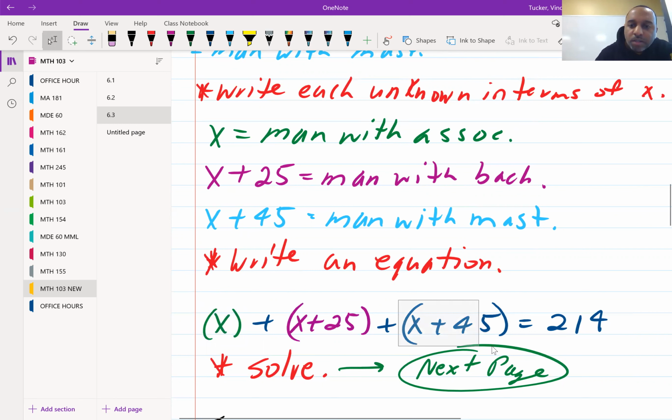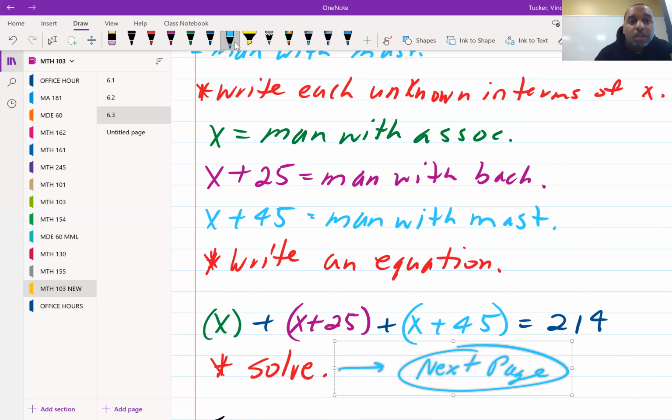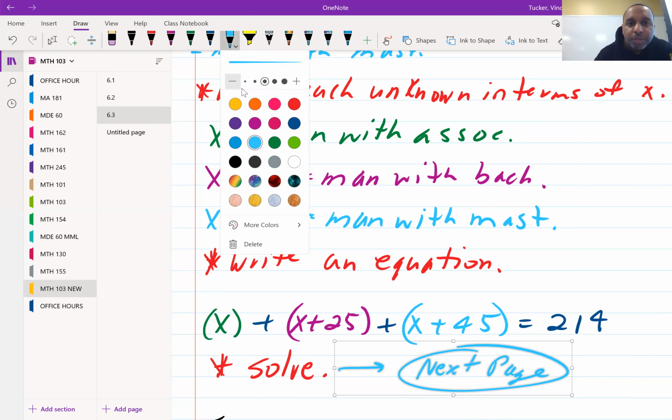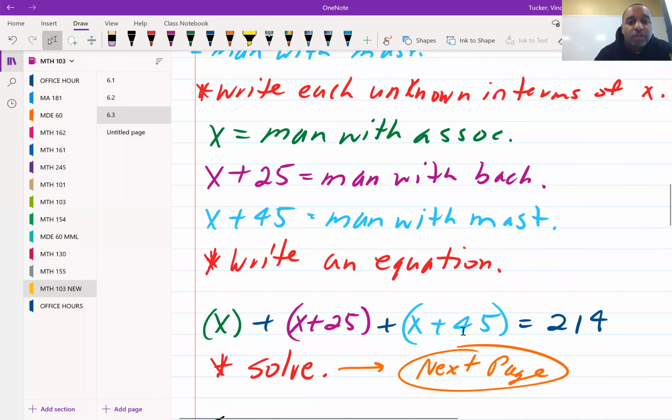Any questions? Everybody okay? Once again, those parentheses don't add any value to anything. It's just me, like I said, using those parentheses to signify what was being substituted in. All right, so is everybody good? Everybody ready to solve?